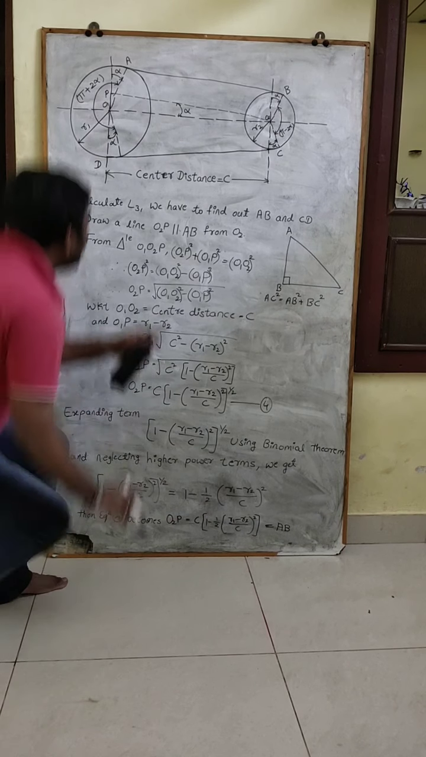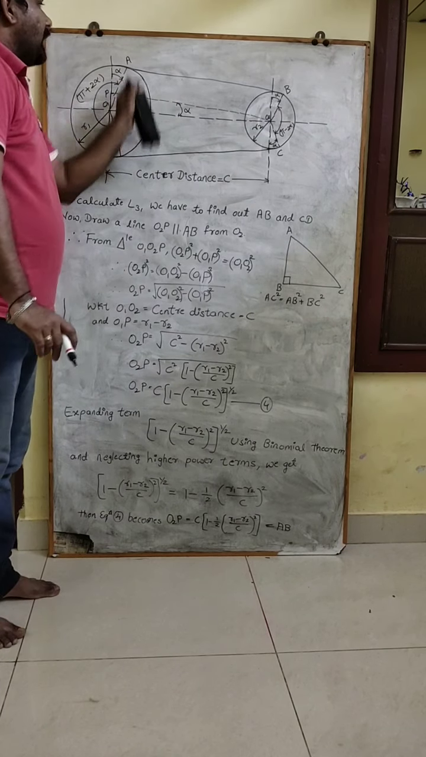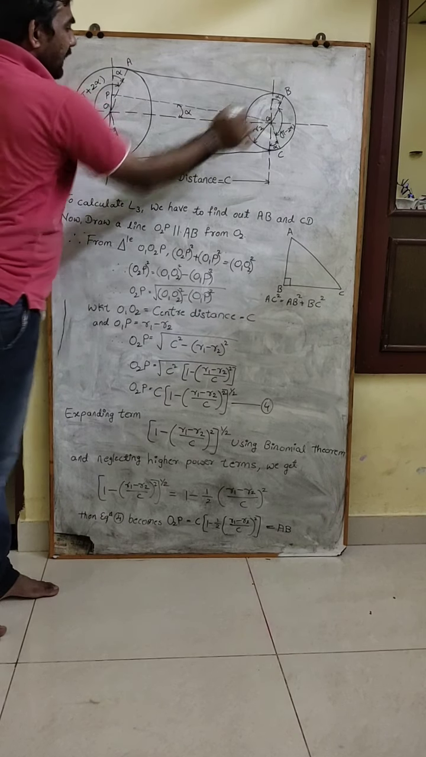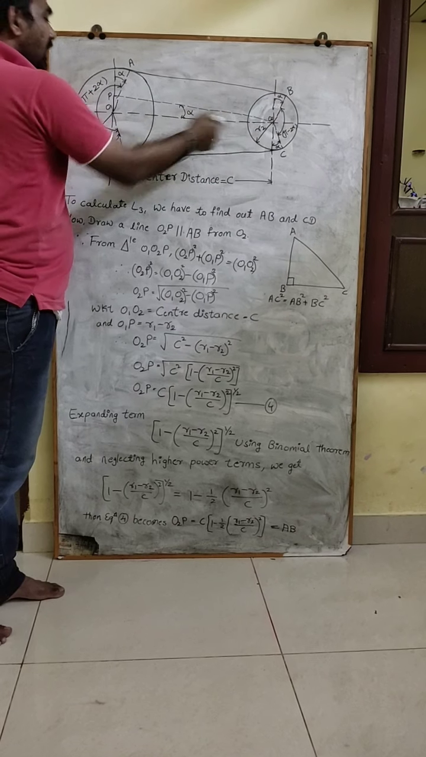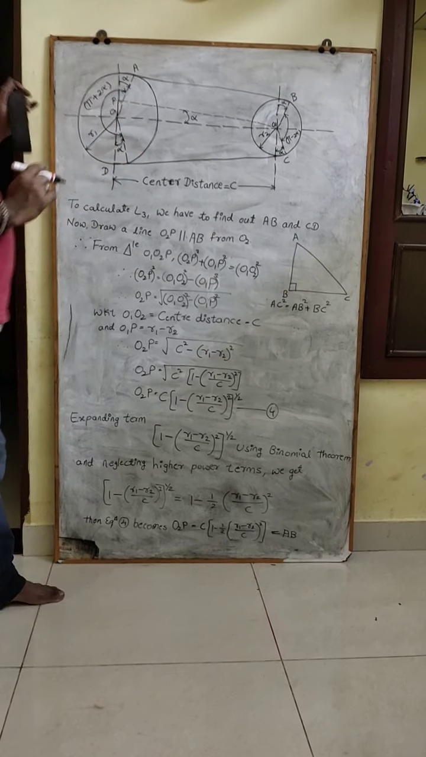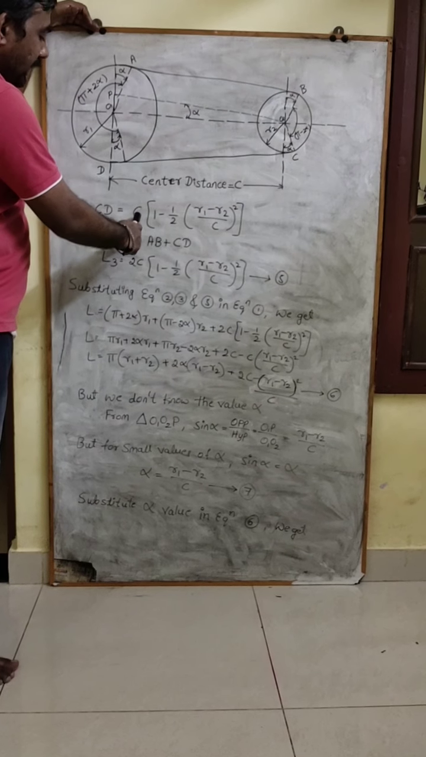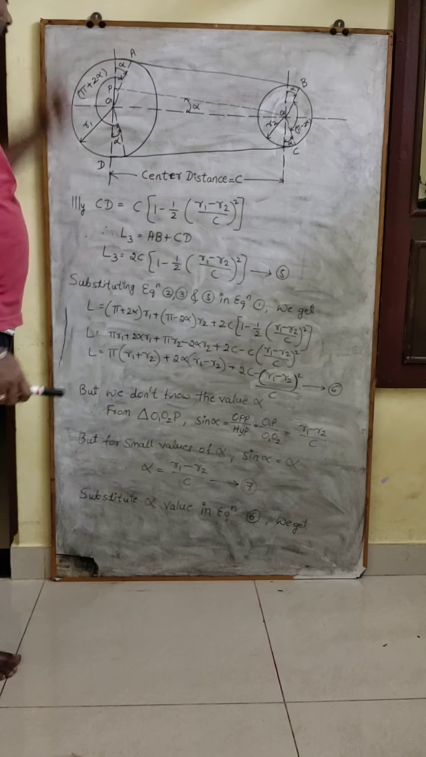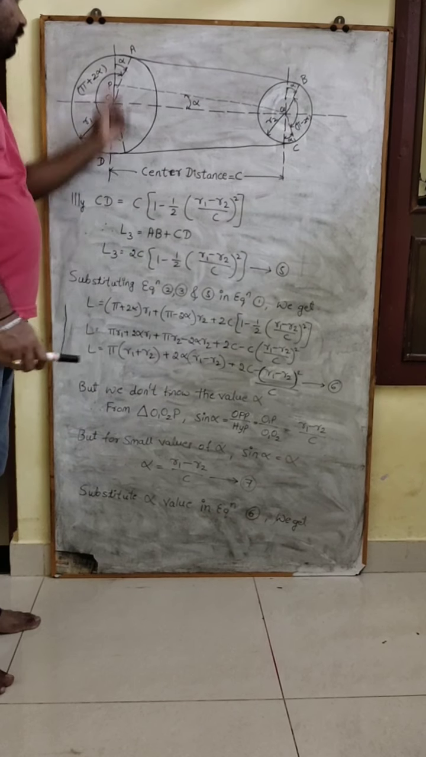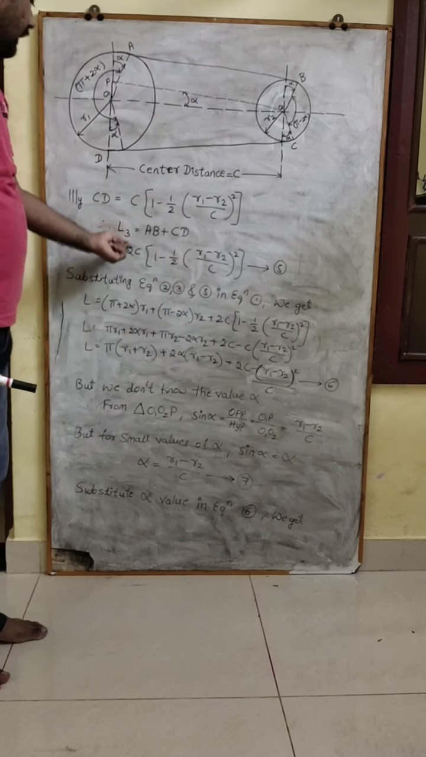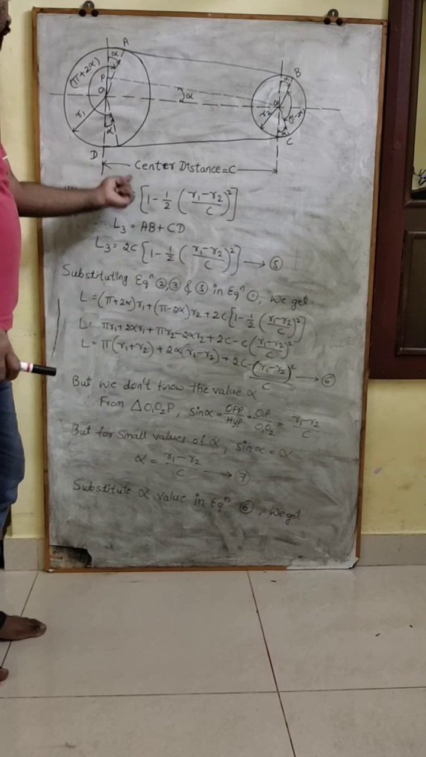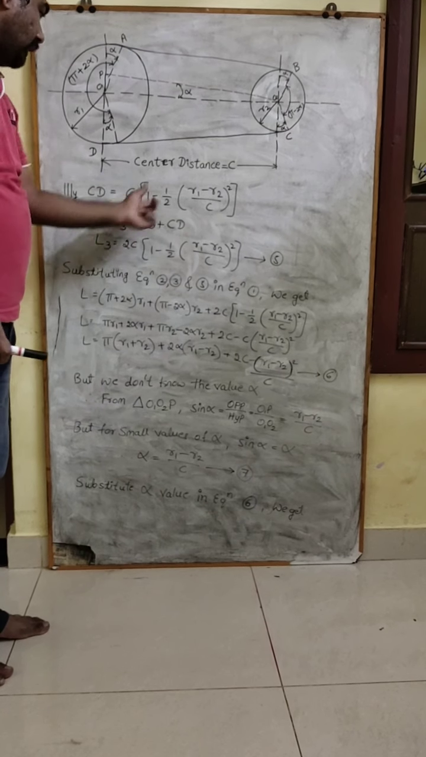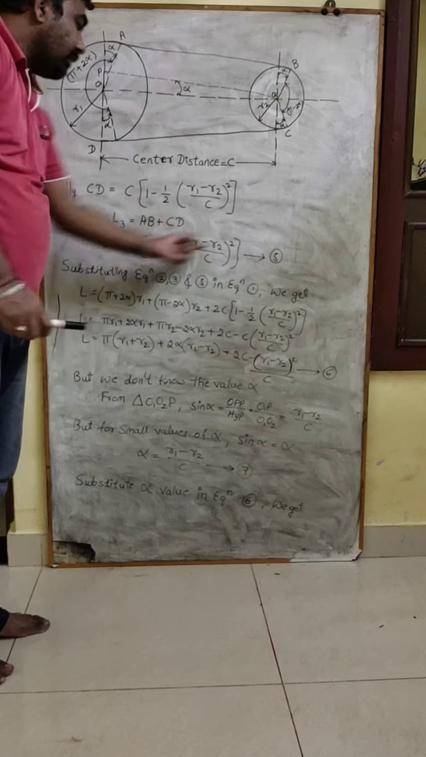So O2P is a line which is parallel to AB. Now you have got AB. L3 is the addition of AB and CD. Similarly, you can find the value for CD also: CD equals C into 1 minus 1 by 2 (R1 minus R2 by C) whole square. So we have AB and CD, and as per this geometry, L3 equals AB plus CD. We substitute the values of AB and CD in this equation, so we get L3 equal to 2 times C into this term as it is. This is equation number 5.